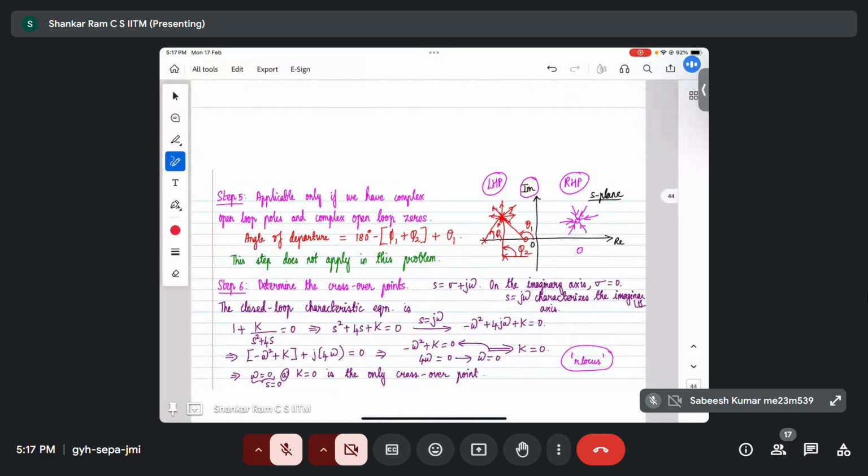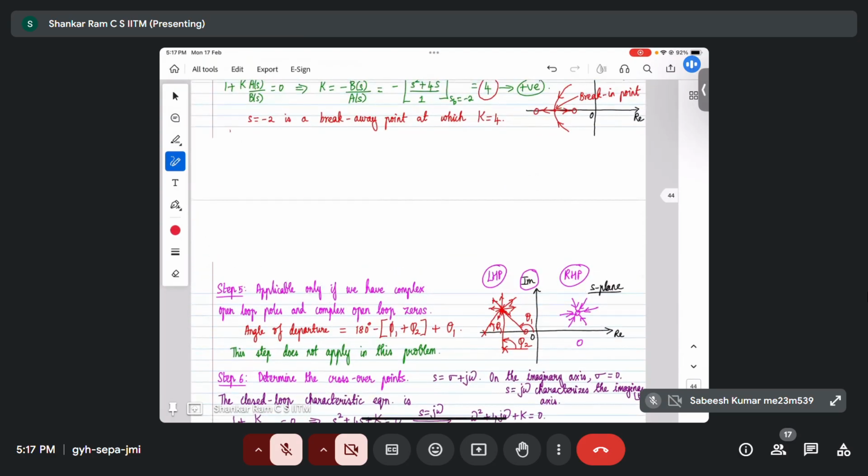Please note that step number 5 applies only if you have complex open loop poles and complex open loop zeros. In the particular example that we are considering to understand root locus, the open loop transfer function is K divided by s times (s plus 4), with K being a positive number. So we can immediately observe that there are no complex open loop poles and no complex open loop zeros.